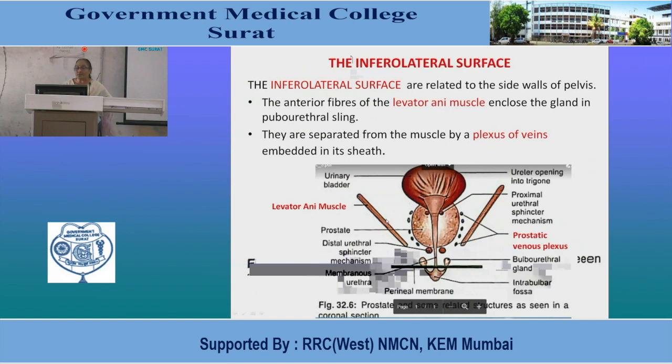They are separated from the muscle by the plexus of veins embedded in its sheath. You can see these are the prostatic venous plexuses. On either side of the inferolateral surfaces you can visualize in the given diagram the prostatic venous plexuses. So the inferolateral surfaces, which are related to the anterior fibers of the levator ani muscles that enclose the gland in the pubo-urethral sling, are separated from the muscle by the venous plexus embedded in the sheath. So here you can see the diagram along with the inferolateral surface.